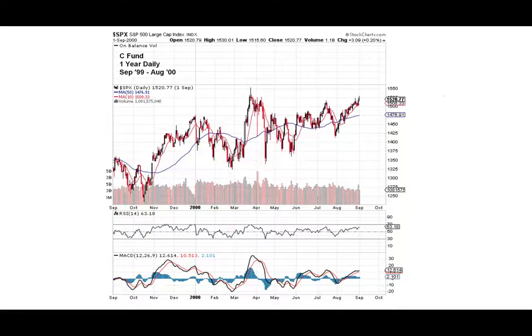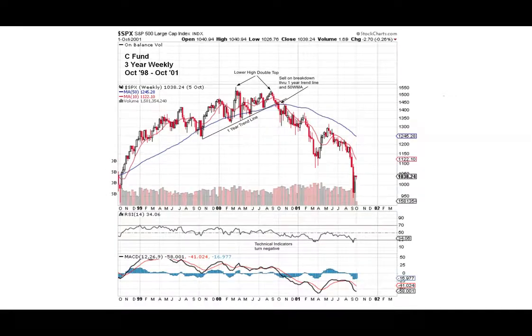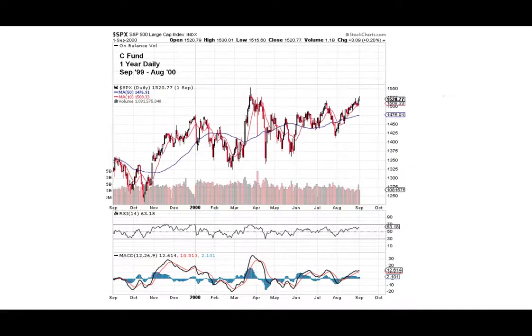This is 1 year from September 99 to August 2000. So if we go back and look, September 99 to August 2000. So this is the time period we're looking at right here. If you look at it in real time, this was the top. This was the lower high, and we didn't know it at the time.